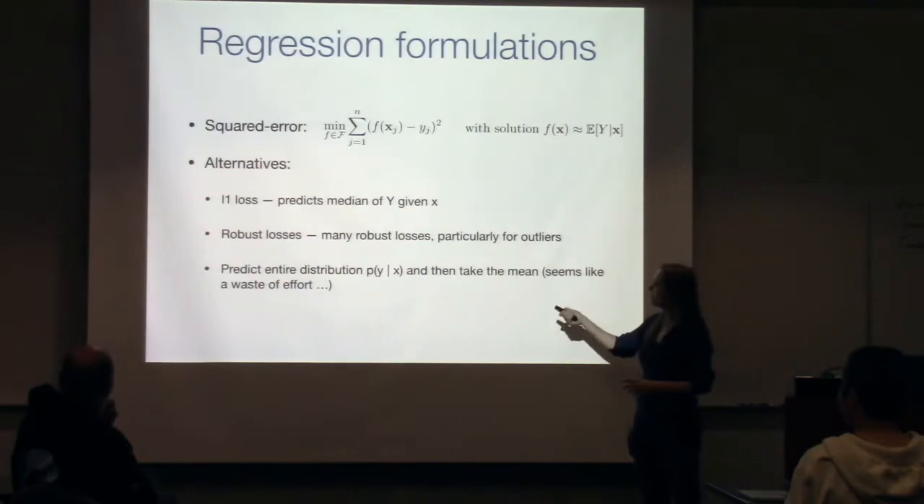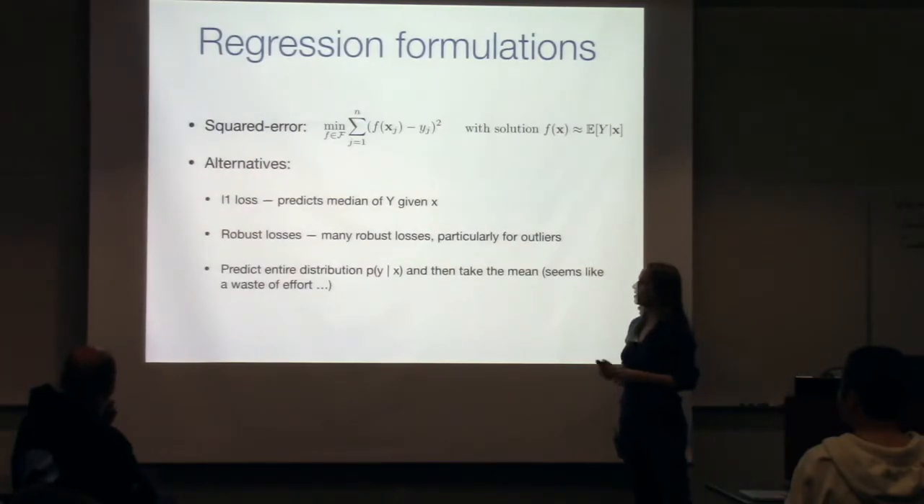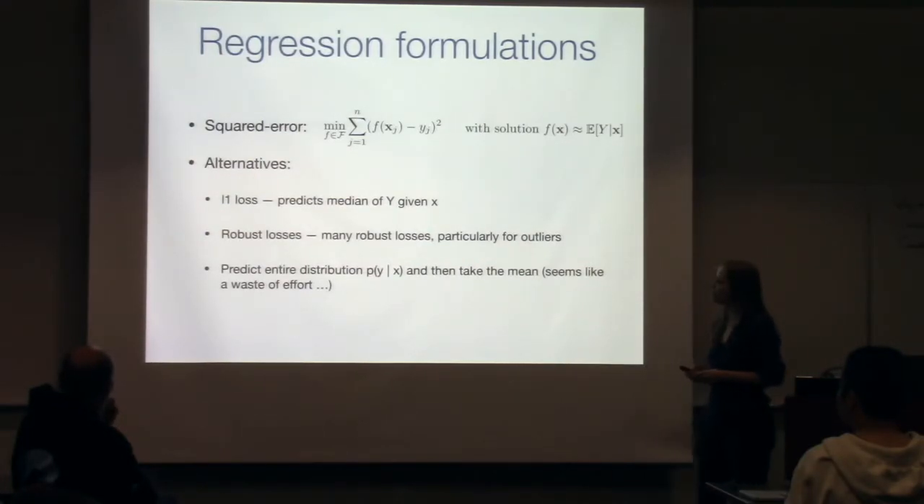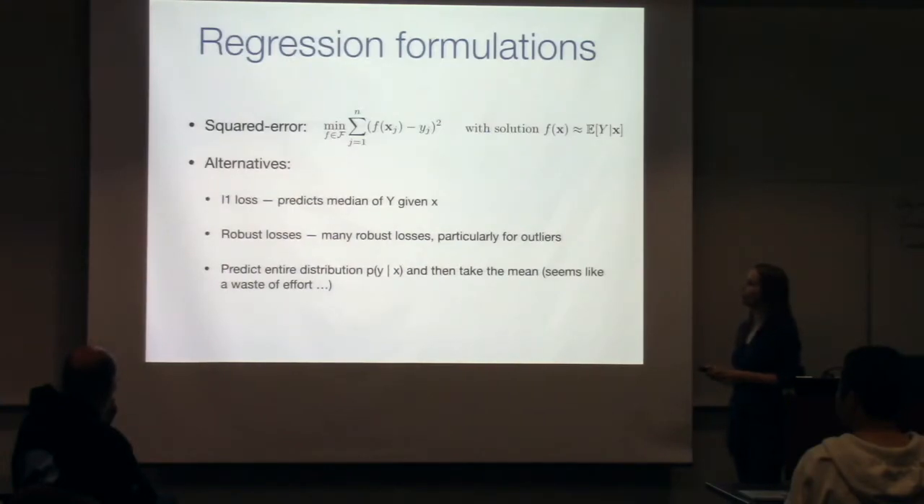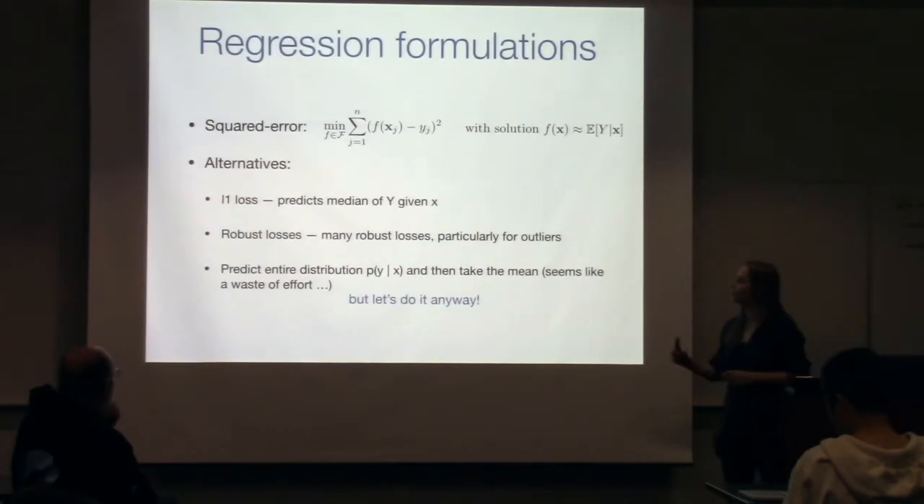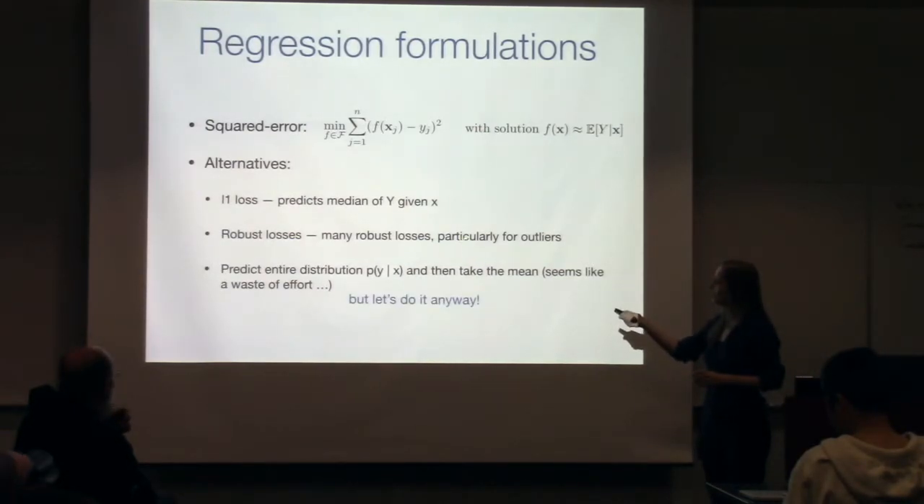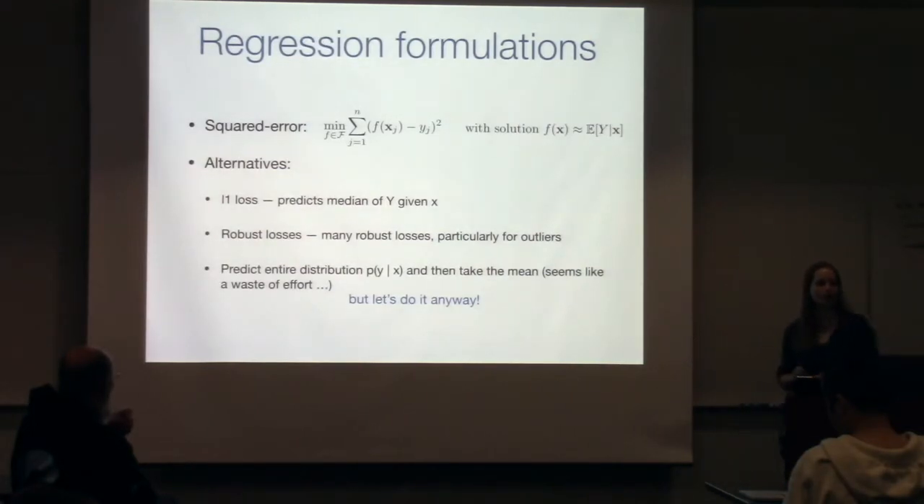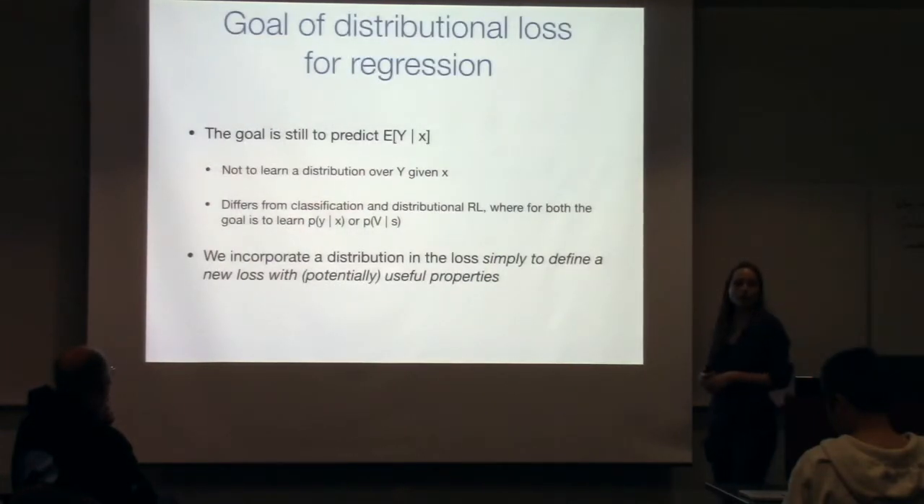These are the things that have been explored, mostly robust losses. Here now we could predict instead the entire distribution, probability of y given x, and then take the mean, which I've already told you why you would do that, but let's do it anyway. This is the alternative typically considered. We're going to do this weirder alternative for regression that hasn't really been considered other than in the distributional RL case.